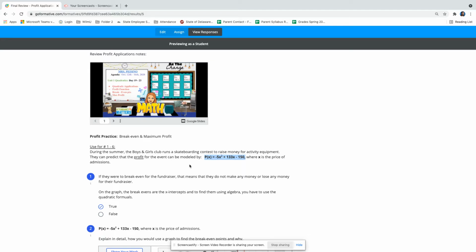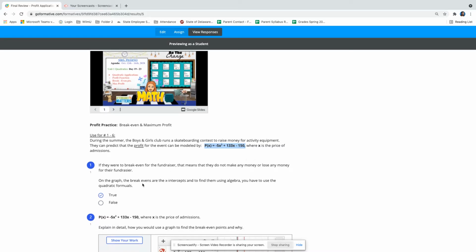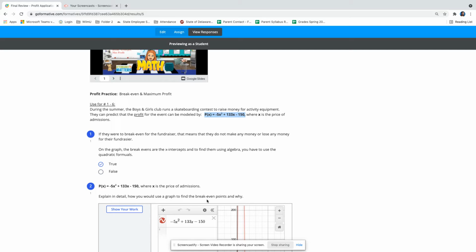So first question says if they were to break even, that means they did not make money or lose money. And on the graph, the break-evens would be the x-intercepts. That would be true. So you could either find them by finding the x-intercepts on the graph, which we'll do in a second, or you can use the quadratic formula.